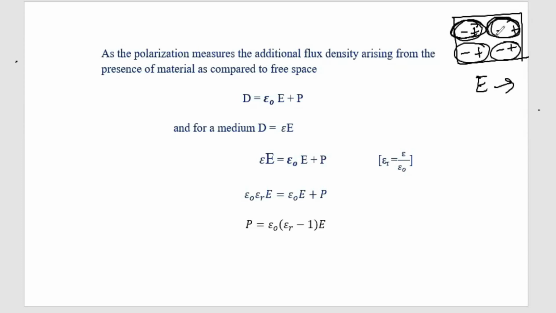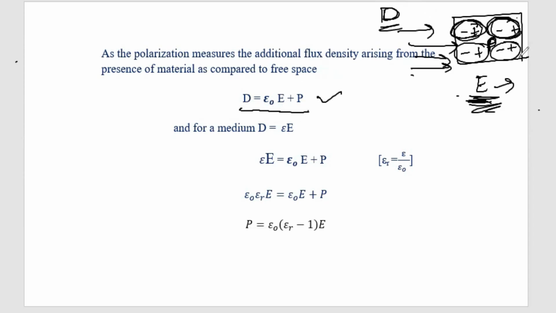How many atoms are forming? This is the polarization vector. So inside the material, whatever the electric field is created, it is equal to P, and externally the applied electric field is E, and hence the electric flux density is D, right? This electric flux density is given as D is equal to epsilon naught E plus P. So for a medium, D is equal to epsilon E. So therefore epsilon E is equal to epsilon naught E plus P.